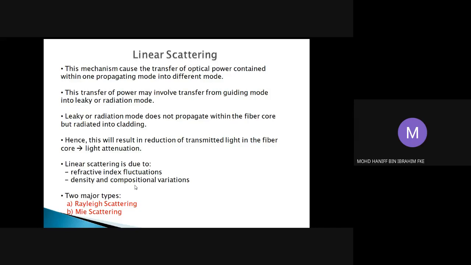So basically, we can have two types of scattering which are categorized under linear scattering. The first one is Rayleigh scattering, which is named after Mr. Rayleigh. Also we have Mie scattering. So normally when we discuss linear scattering, we need to discuss these two, Rayleigh and Mie scattering. So what is meant by Rayleigh and Mie scattering? Let's have a look at these two.